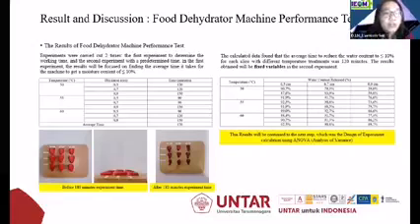This is the result of the food dehydrator machine performance test. The experiment was carried out 2 times. The first experiment was to determine the working time, and the second experiment was with a predetermined time. In the first experiment, the result will be focused on finding the average time it takes for the machine to get a moisture content of below 10%. And this is the result.